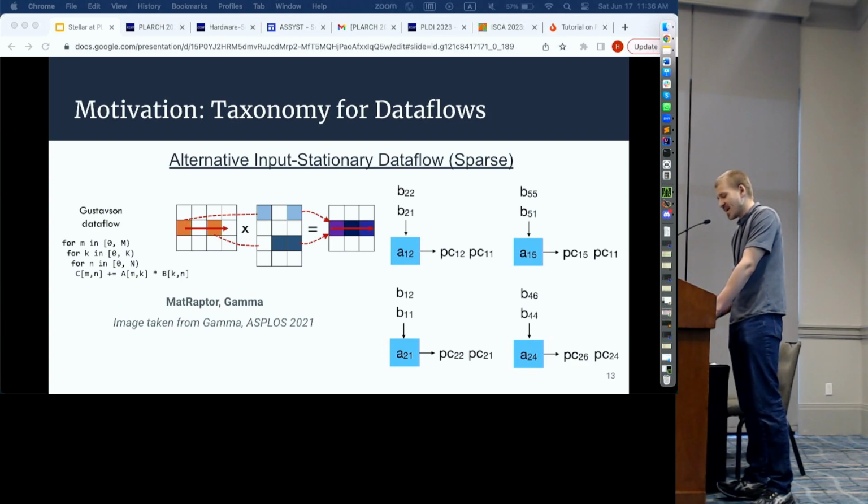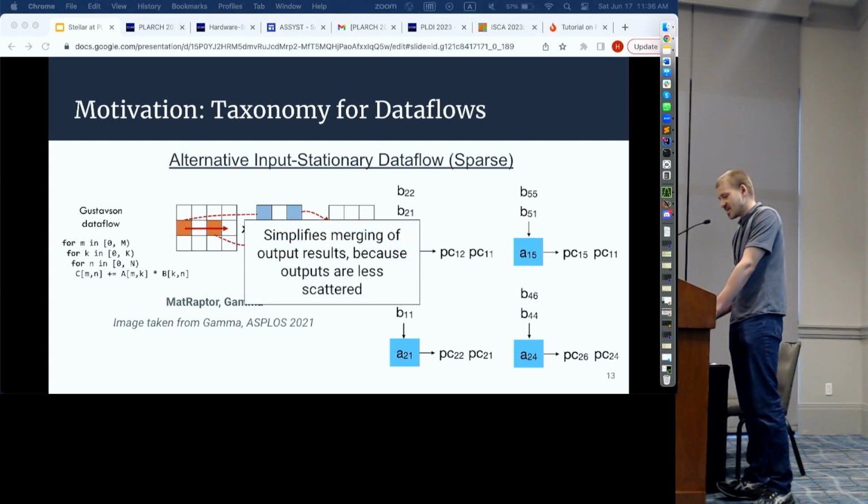Gustavson sacrifices the reuse of one of the input matrices, but in return it produces much less scattered outputs, which makes it a lot easier to merge and sort the output results. Output mergers can sometimes be more expensive even than the math units themselves, which means that simplifying them can greatly improve efficiency.